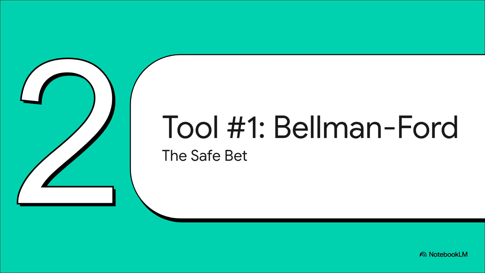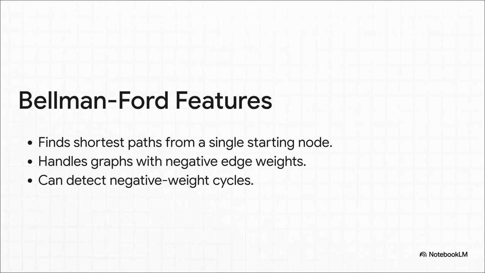All right, tool number 1. Let's talk about the Bellman-Ford algorithm. I like to call this one the safe bet. Why? Because it's super robust, it's incredibly reliable, and it can handle some really tricky situations that would totally break other algorithms. Bellman-Ford has a few key features.